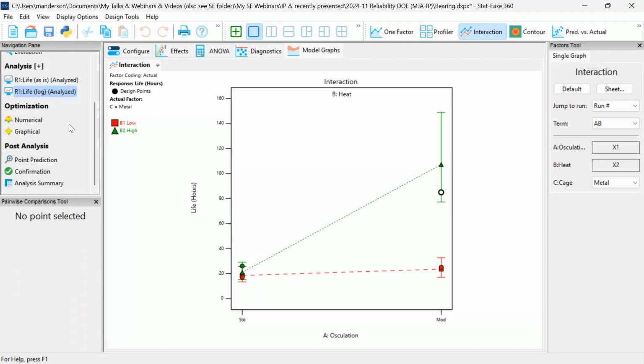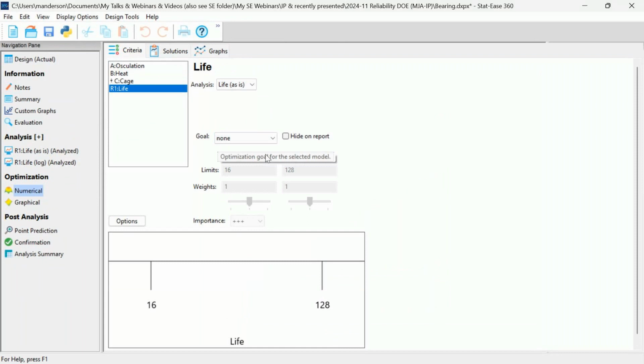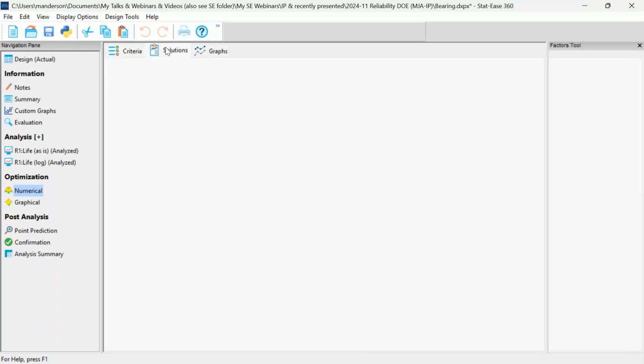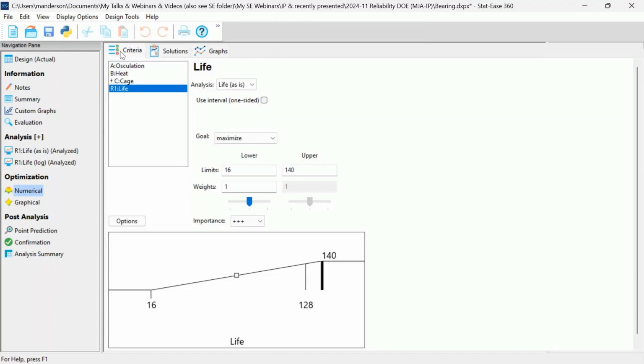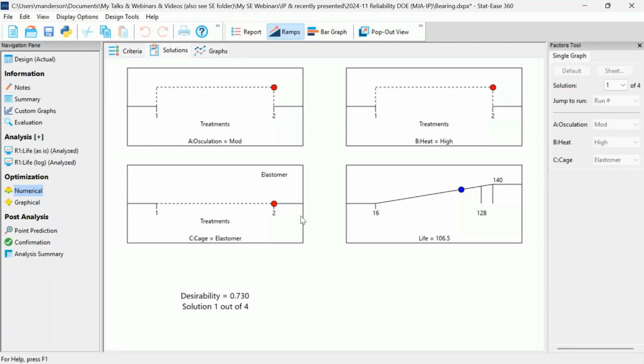And so we can then apply our numeric optimizer, although it's pretty obvious we want to increase the oscillation and the heat. But we can say maximize this, put a stretch target in, and just double check using the software that indeed increasing the oscillation to this modified level, increasing the heat to the high level, will be key. The cage itself doesn't really show a significant outcome. However, we would bias this and say we would really rather have the elastomer or plastic because of it being cheaper. And that gets us to our final solution.